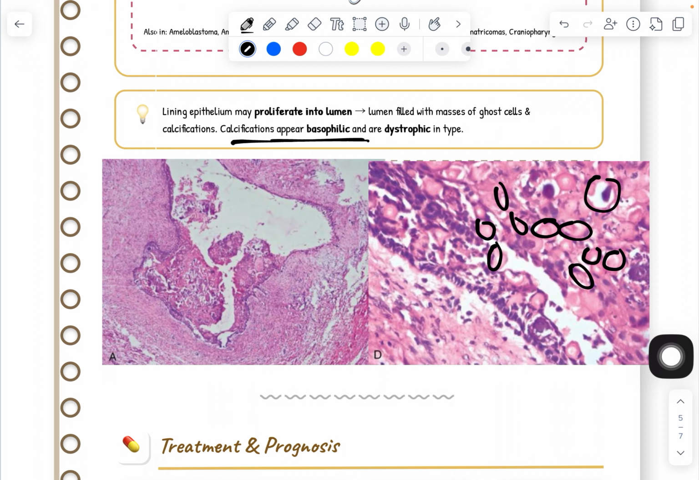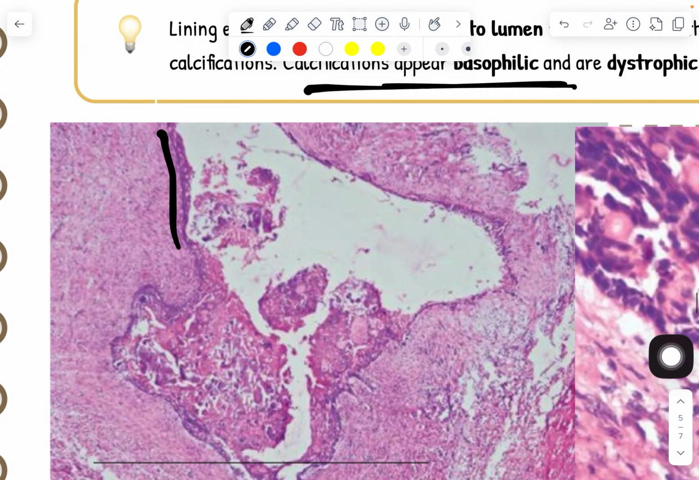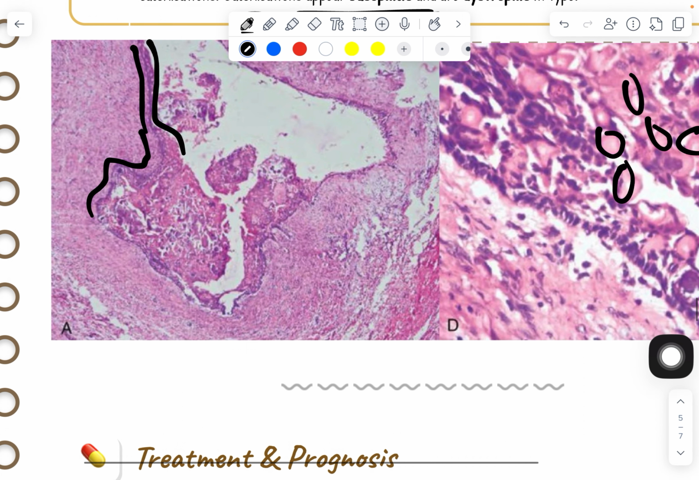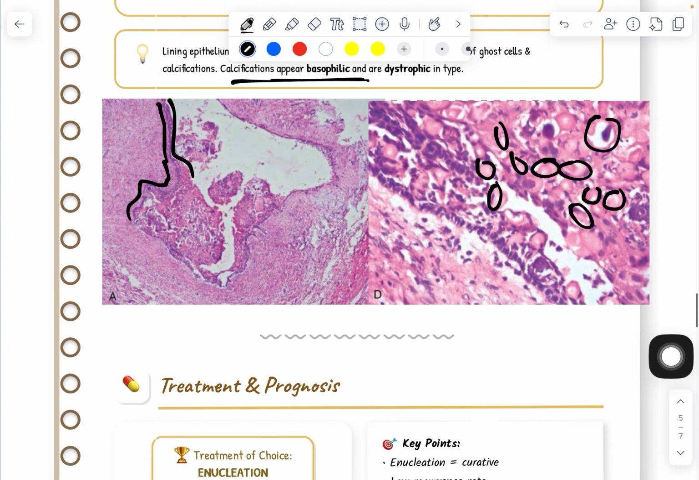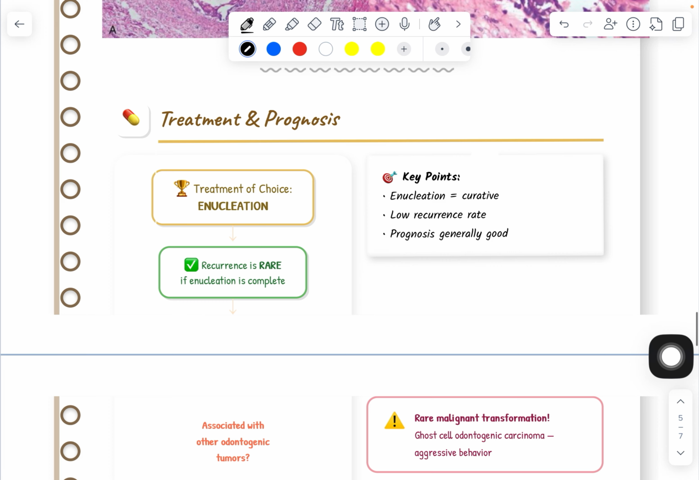Done. This is the epithelial lining. You can see here the epithelial lining. It has the presence of ghost cells and the calcifications. Coming on to the treatment. Treatment of choice basically depends. Treatment of choice is enucleation.